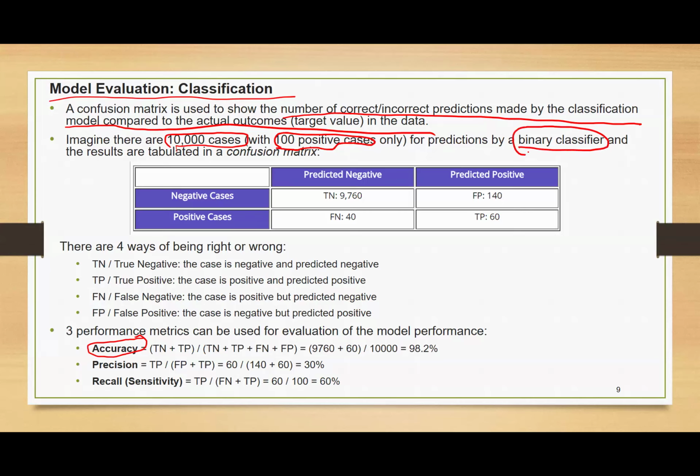The binary classification here means the patient could either be positive or negative. Positive means they got coronavirus, they got COVID, and negative means they don't have it. And here we have a confusion matrix. We will have positive cases and negative cases, and then we also made some predictions. Sometimes we predicted negative, sometimes we predicted positive.